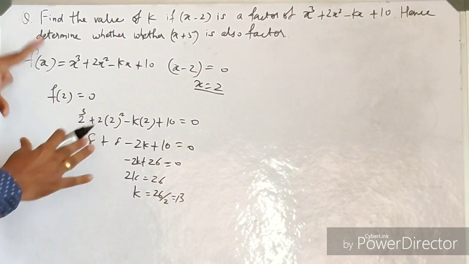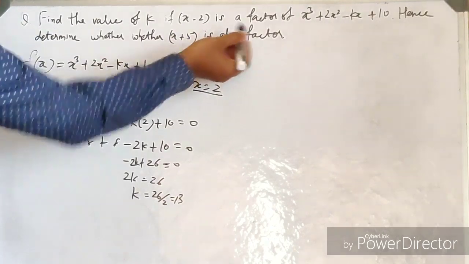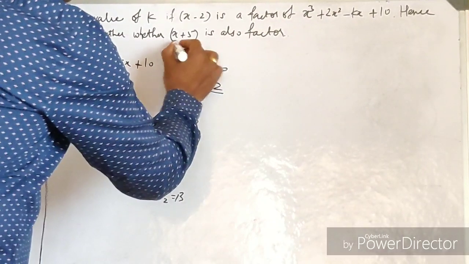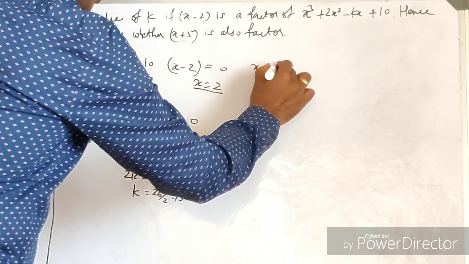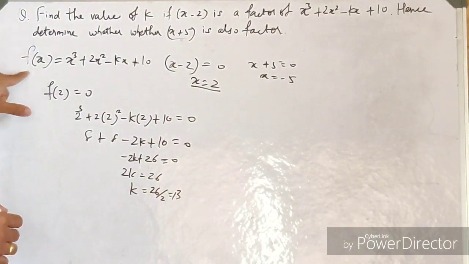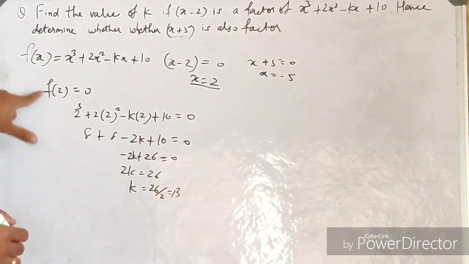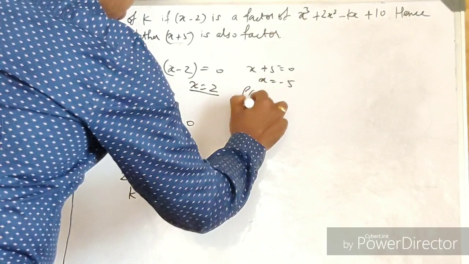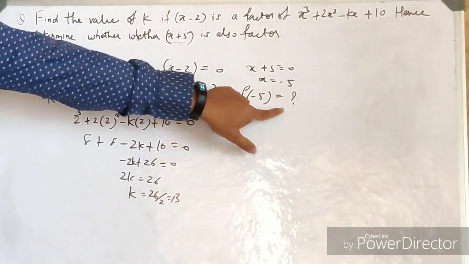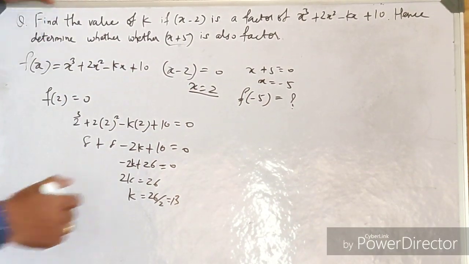Now we'll do the same thing for the next extension of this question, whether x plus 5 is also a factor of it or not. We'll equate x plus 5 to 0, and we get x is equal to minus 5. Now we need to check, because we don't know whether x plus 5 is a factor or not. It depends on the value of f of minus 5. The value of f of minus 5 will determine whether x plus 5 is actually a factor of this polynomial or not. So let's substitute this value.